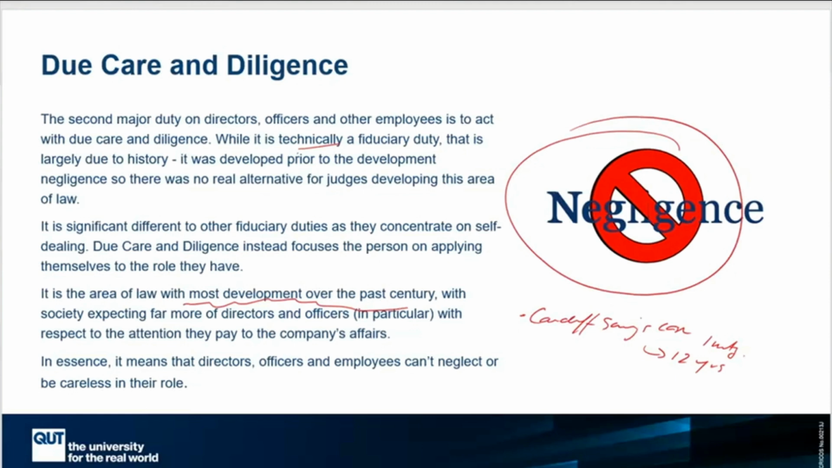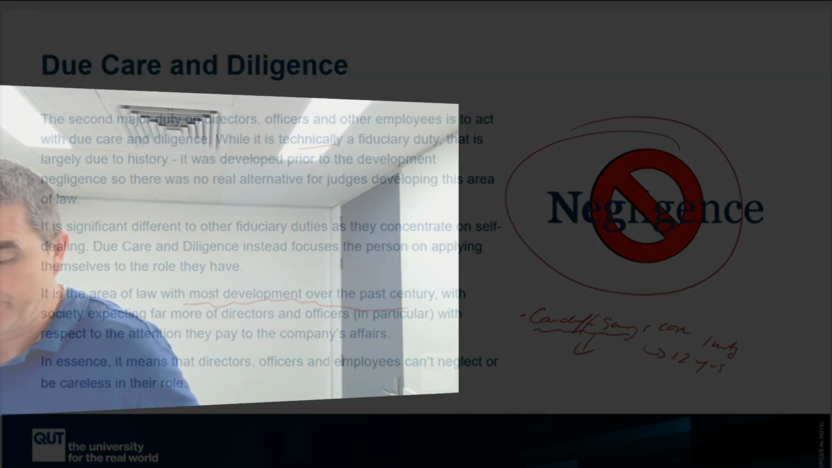That would not fly anymore. But I'm just giving you that as an example of the progression of this area of law. And it's a trend that we see continuing and growing. Greater expectations of a director's ability, their capacity to apply themselves to the tasks before them.